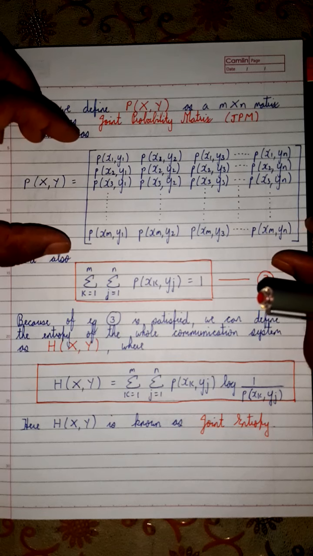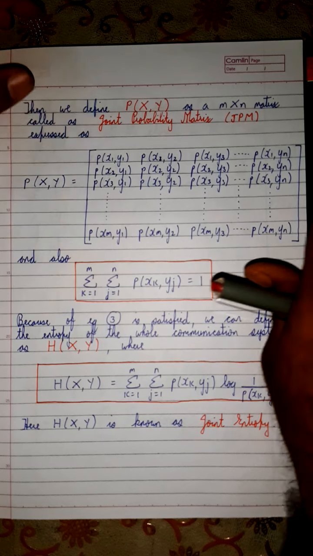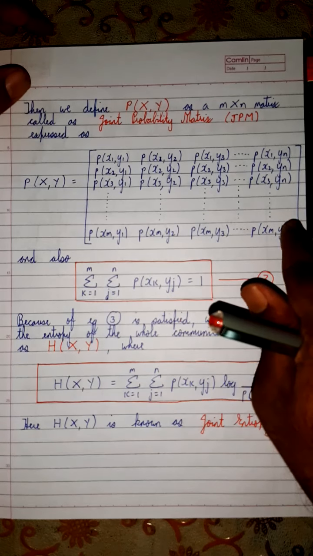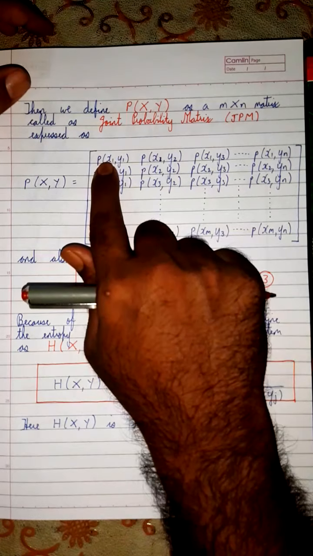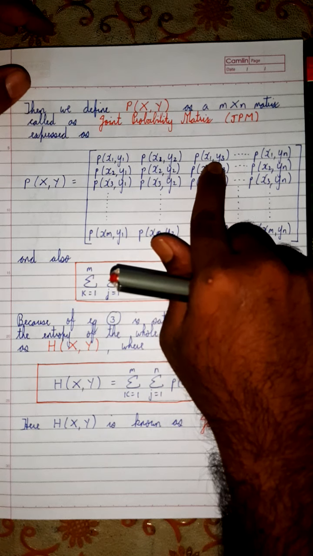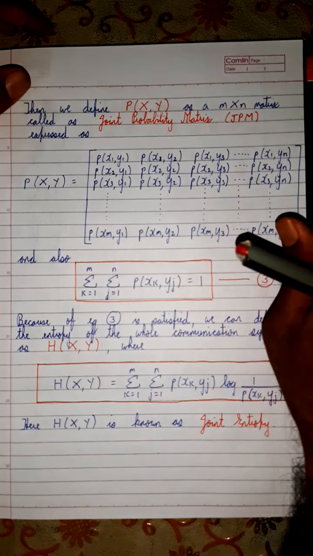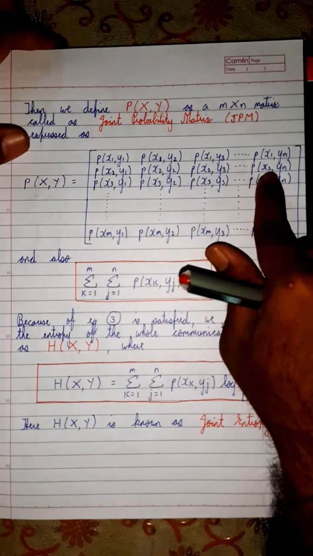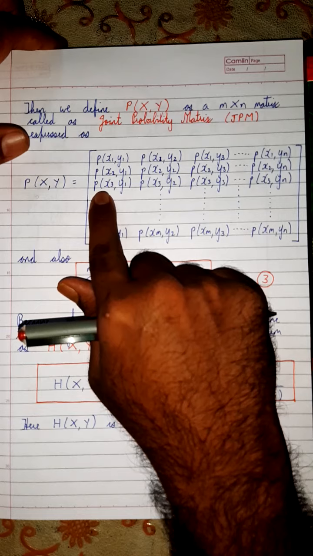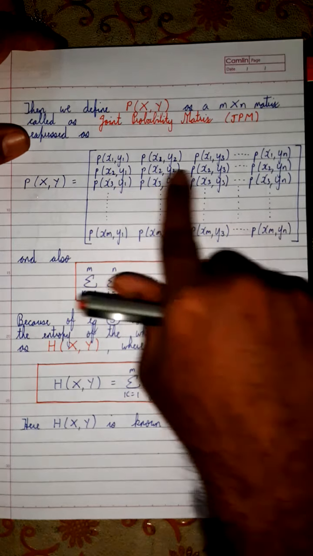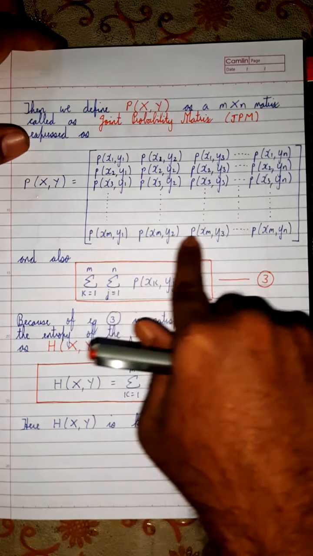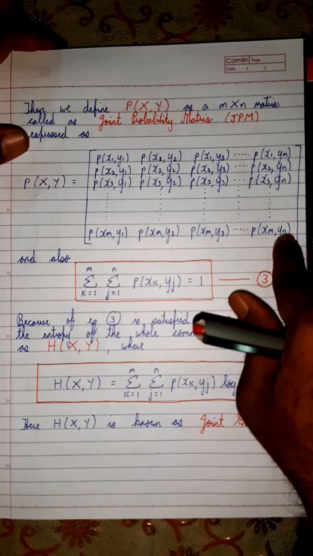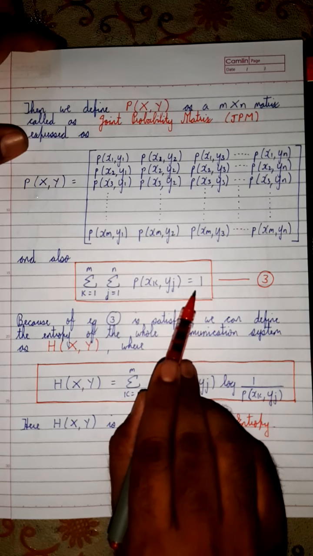In this method, if we add each and every element in this matrix, P of x1,y1 plus P of x1,y2 plus P of x1,y3 up to P of x1,yn, plus P of x2,y1 plus P of x2,y2 plus P of x2,y3, and so on, plus P of x3,y1, like that, until the last element P of xm,yn. If I add all the elements over here, I will get 1.